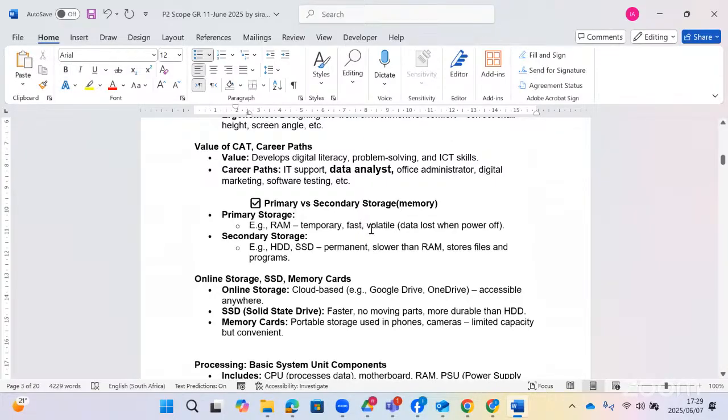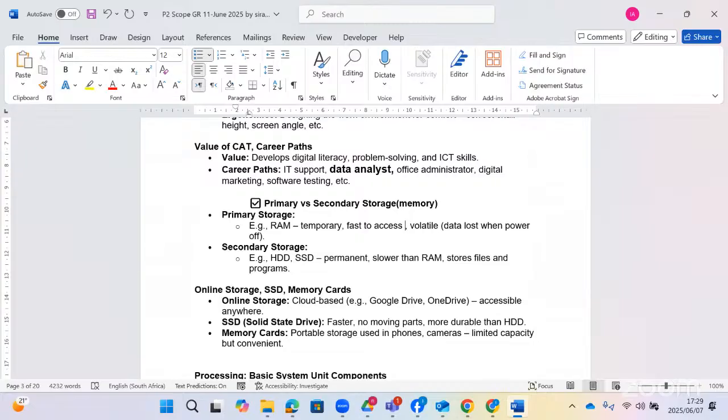But then when you give the question, don't say it's fast. Faster to access or retrieve files or data. Don't just say it's faster. Temporary, volatile, that means they lose their content when the power goes off. Again, it's expensive per gigabyte.